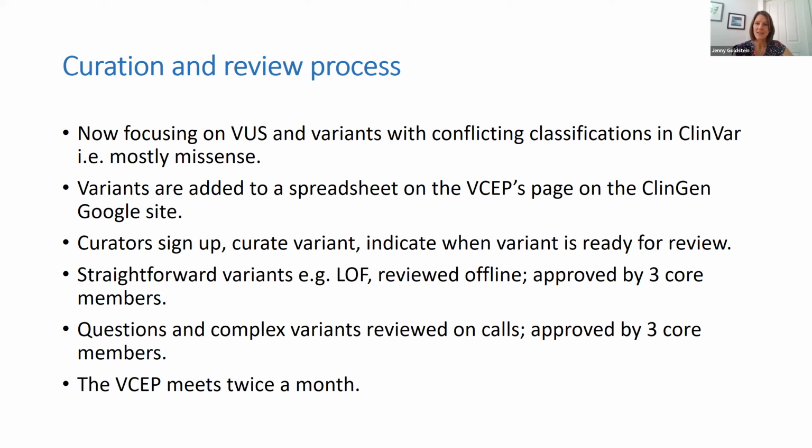So they'll then sign up, curate the variant, indicate when it's ready for review, and then for straightforward variants like loss of function, for example, those are typically reviewed offline and would be approved by 3 core members. For more complex variants, those will be reviewed on calls and again approved by 3 core members. And we meet twice a month still. Now that we're up and running again with our version 2 specifications, we might be able to meet less frequently, but this has been working so far.